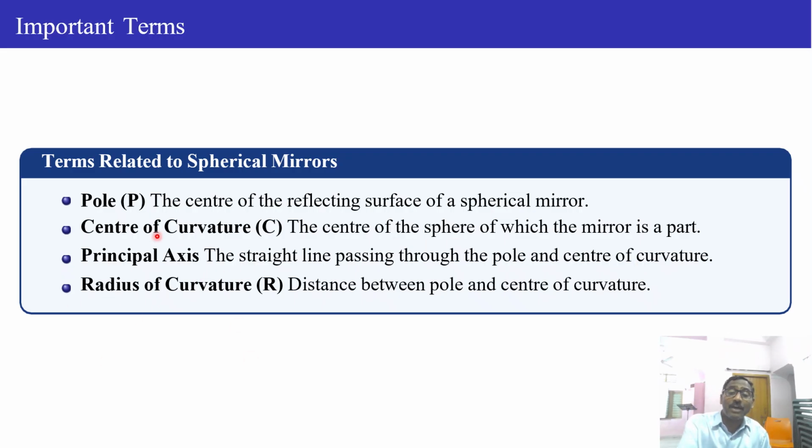Now, radius of curvature, R. What is the radius of curvature? The distance between the pole and the center of curvature is known as the radius of curvature. We represent it by capital R. That is the definition of radius of curvature.